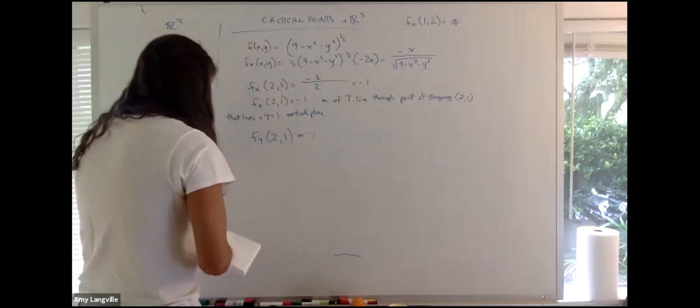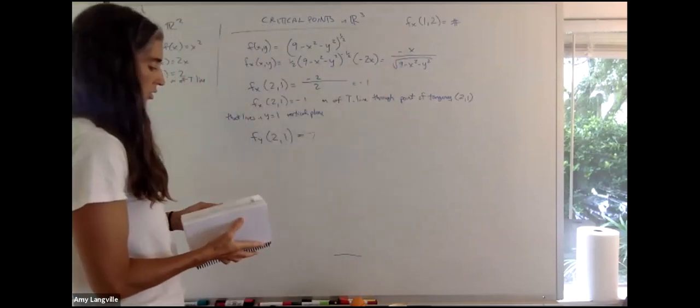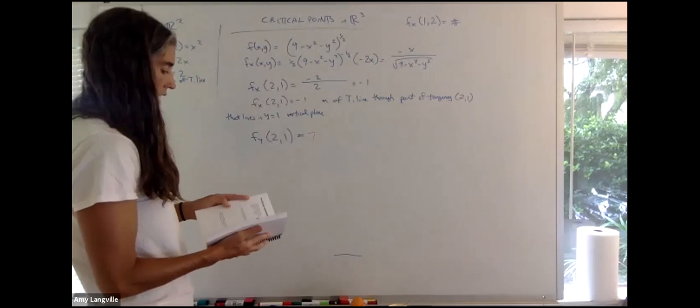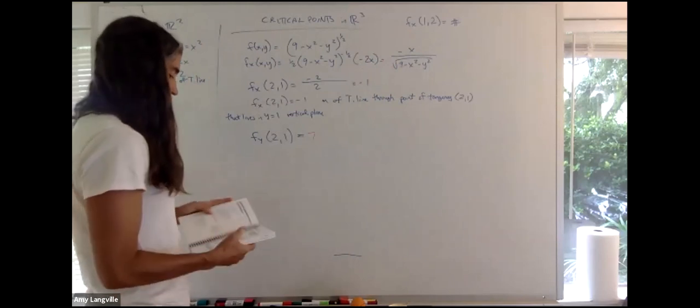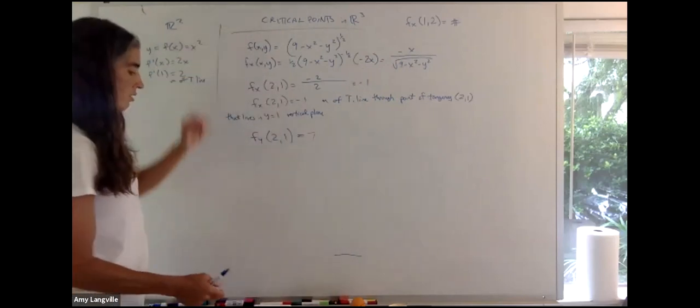So that is our idea for what the geometric and physical interpretation of a partial with respect to x and a partial with respect to y is. And now we're going to relate those ideas to critical points.